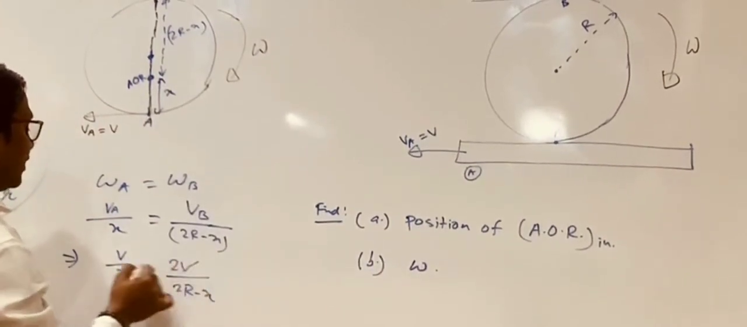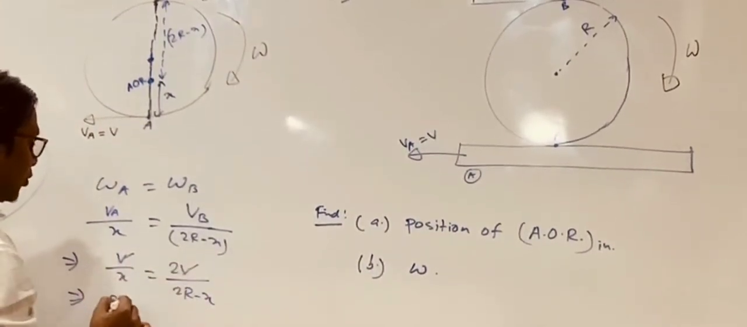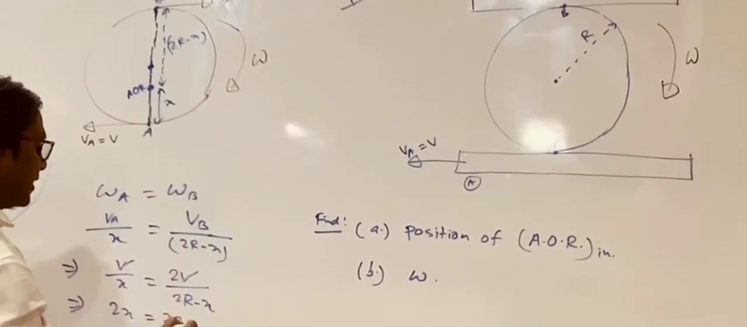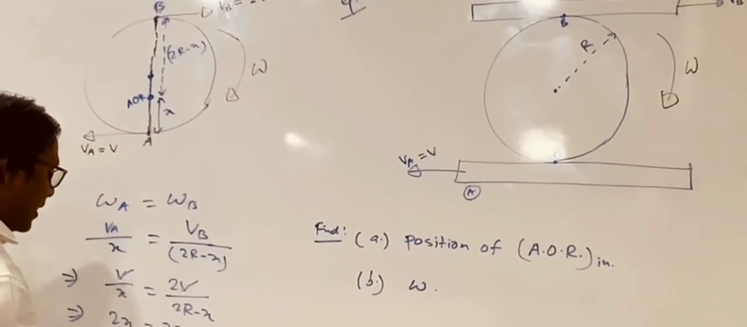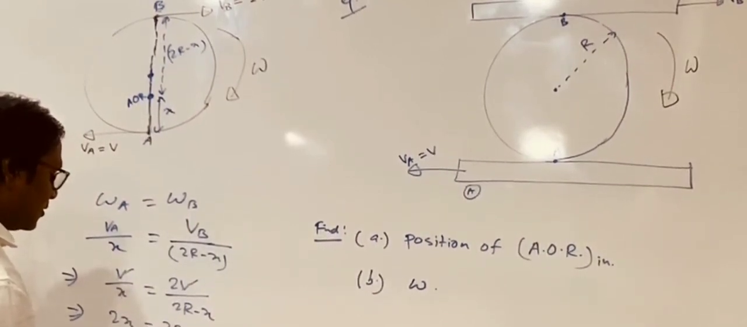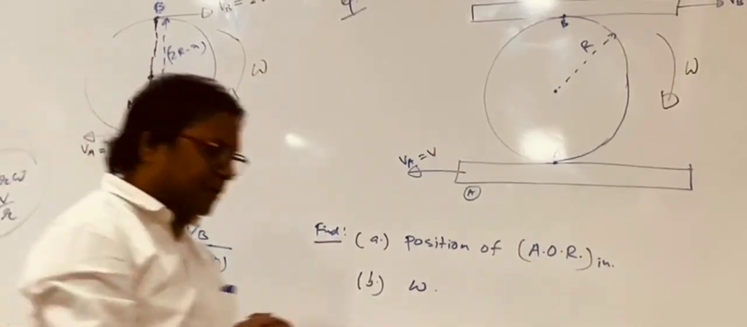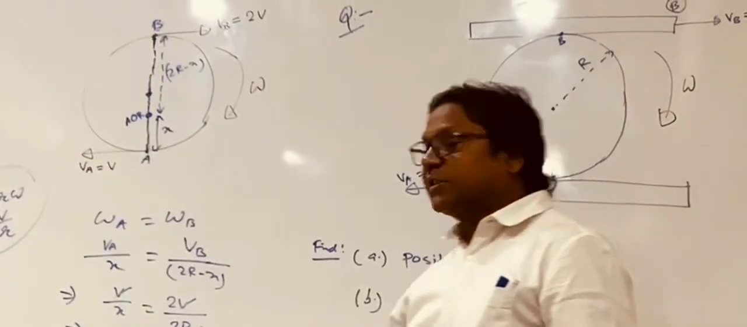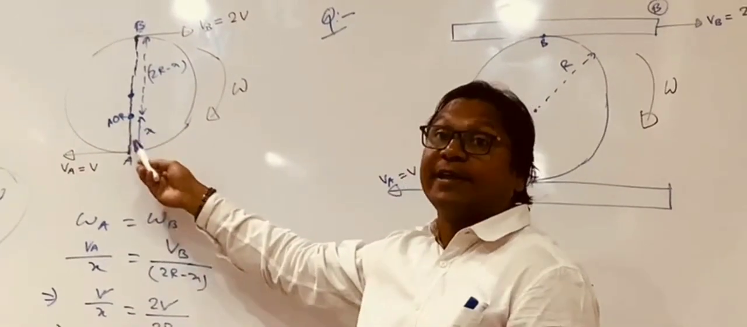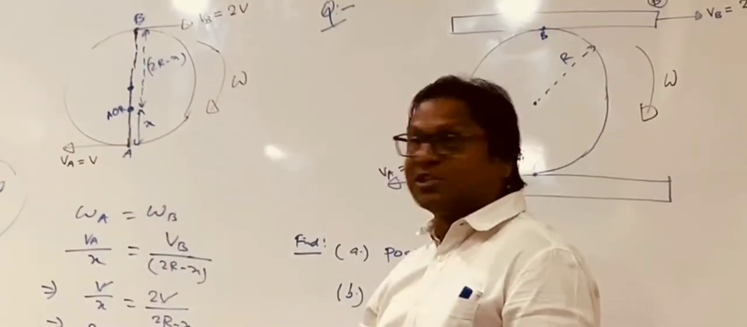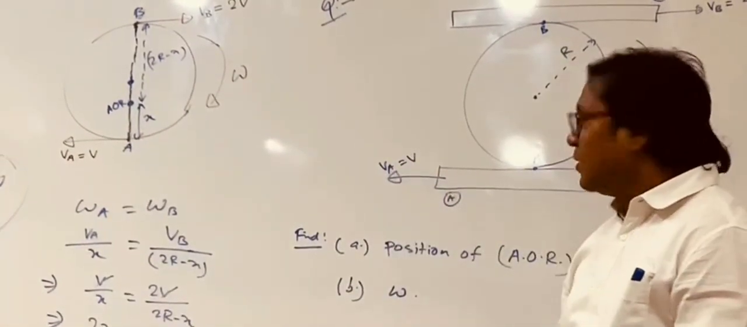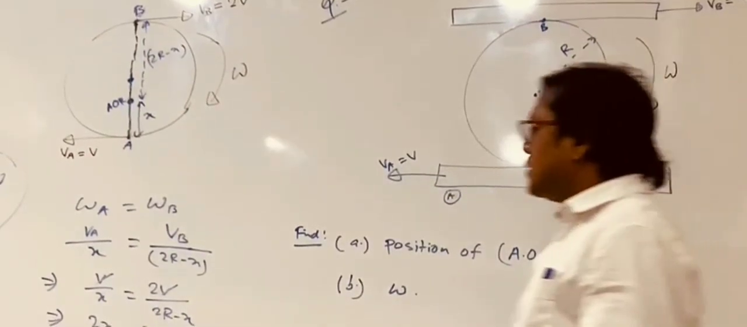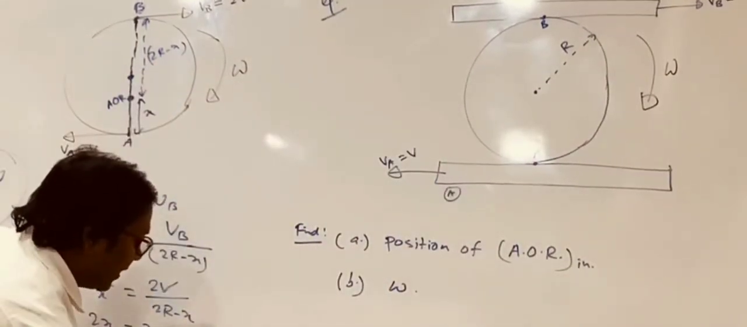So VA is given as V upon x, and VB is 2V upon 2r minus x. So V and V cancel out. So 2x will give you 2r minus x, and 2x plus x must be equal to 2r, so 3x equals 2r, and x equals 2r by 3. So the exact position can be known by knowing this x. That means the axis of rotation will lie at 2r by 3 distance from point A. Is it okay? Now this is the answer for part A.